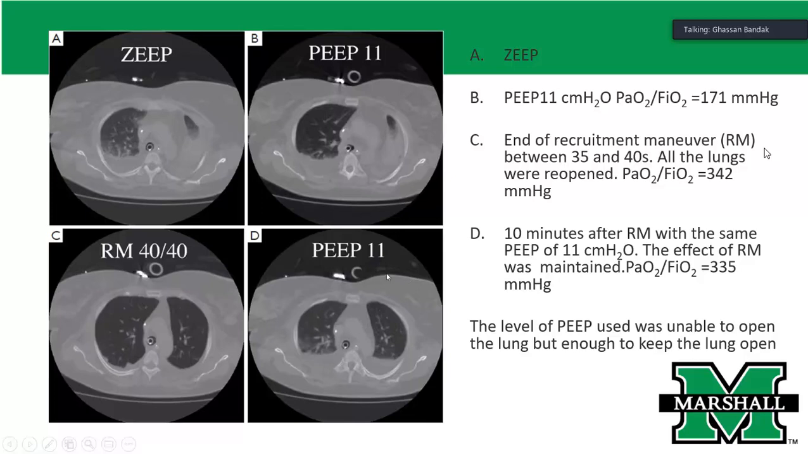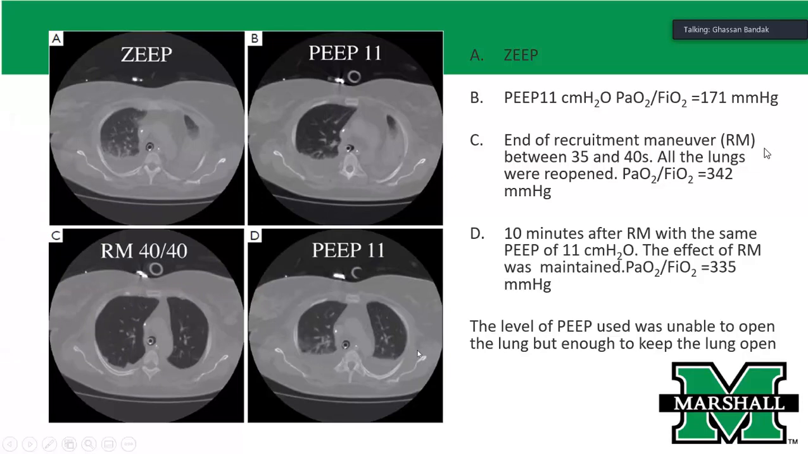So probably a PEEP of 11 is above the lower inflection point, and we'll talk about that. So that's why sometimes higher PEEPs are necessary. And this study clearly shows you, using imaging and PF ratios, how appropriate use of PEEP can help the lung.